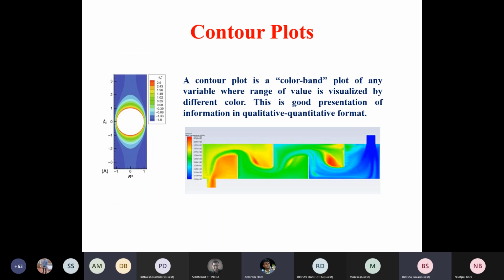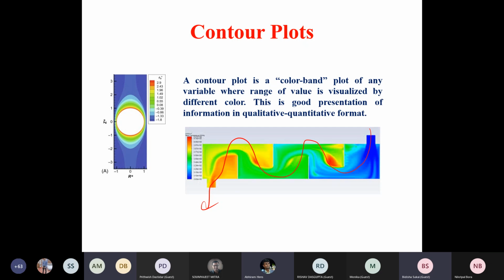Many times you can see contour plots. Contour plot means the color diagram, based on the values of the vectors. This is a flow channel where fluid is entering from this direction, and it is moving in a buffer tank like this. It is moving out. So at what zones what the velocities are for the fluid is shown in this particular thing. These are called contour plots.